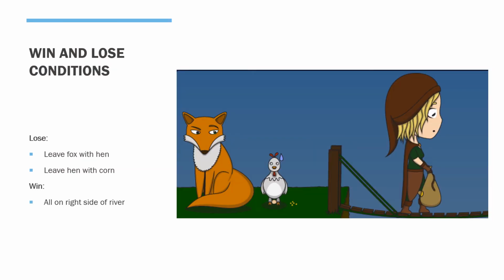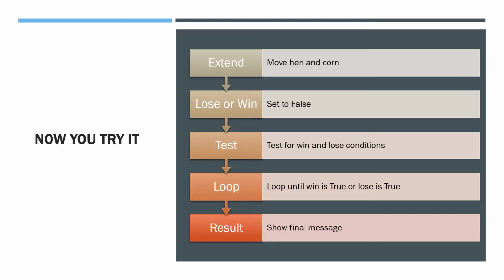And then finally, you've got to get the win and lose conditions for the game. If the fox and hen are left on one side of the bank without you there, then the fox will eat the hen. And similarly, if the hen is left with the corn. So if either of those two events occur, then you've lost the game. However, if all 4 items, you, the fox, the hen and the grain, all have the value true, that is, you're all on the right side of the river, then you've won the game. With all that in mind, let's complete the program.